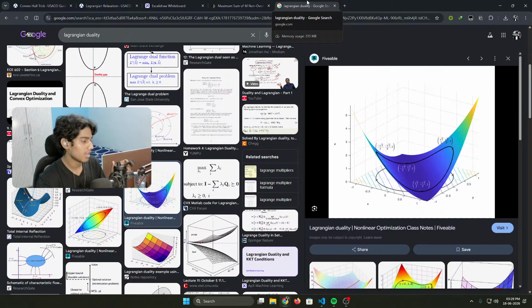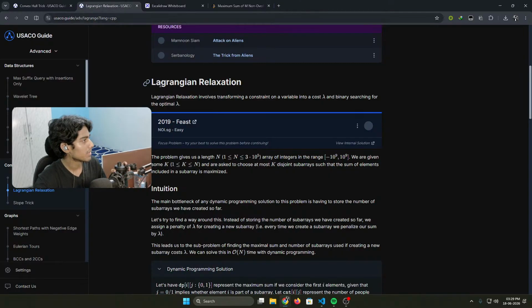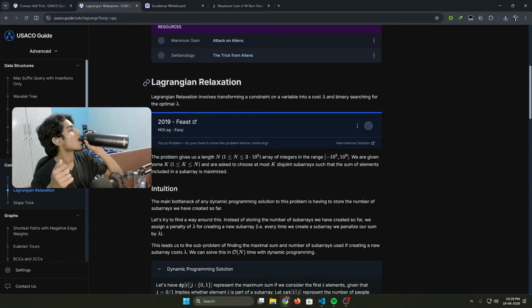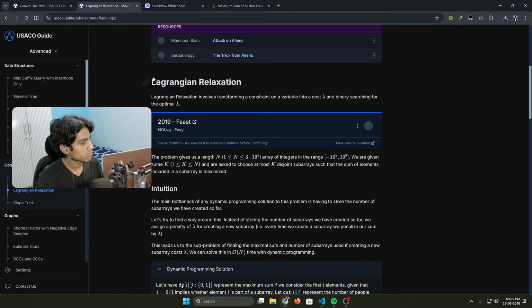It's not an ML topic, it's an optimization technique basically. These all topics come under optimization techniques in maths. But yes, they come up in ML. In ML you do use these sort of techniques.